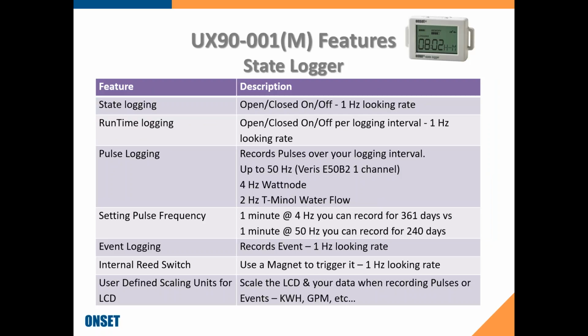So some of the features when we're talking about the UX90-001, since that's the first data logger in this suite, is it's a state logger, but it can do state logging, which basically is closed, open, on, off, or runtime logging, and that's per the interval. It can do pulse logging, so basically anything up to 50 hertz can be read by this data logger, which is basically 50 bits of information every second and sent out as a pulse format on the interval. You could set that interval anywhere between 4 hertz to 361 days versus 50 hertz. We can record up to 240 days.